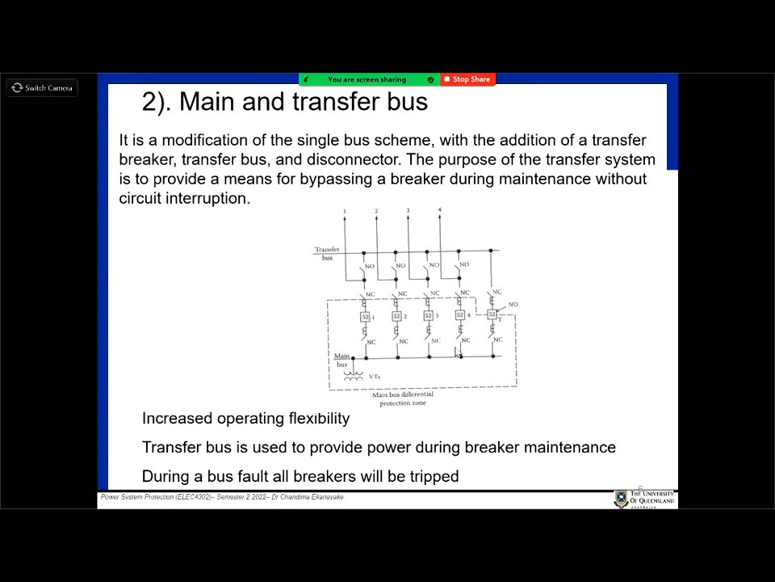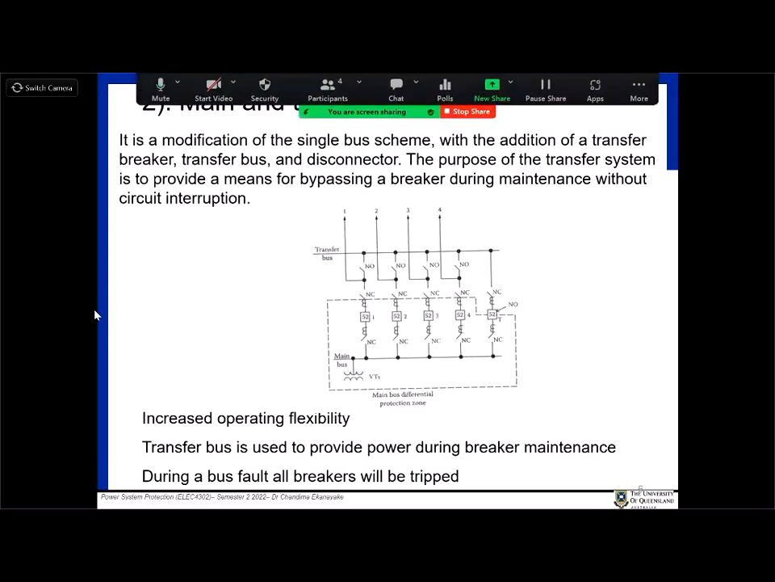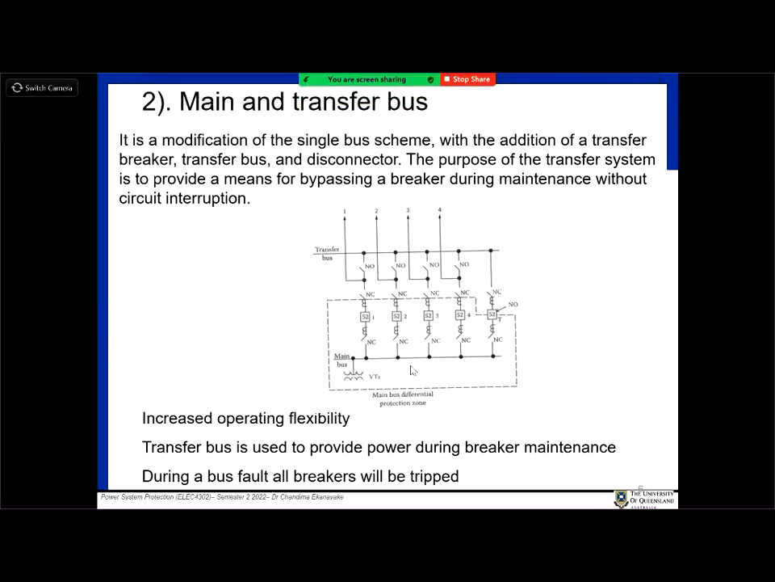And then there is another one called main and transfer bus, which means that instead of one bus, this is the normal bus where all the loads and generators are connected, but there is another one called a transfer bus. So there are 2 buses now instead of 1. You can see that NC here means normally closed, NO is normally open. These ones are normally open, these ones are normally closed.